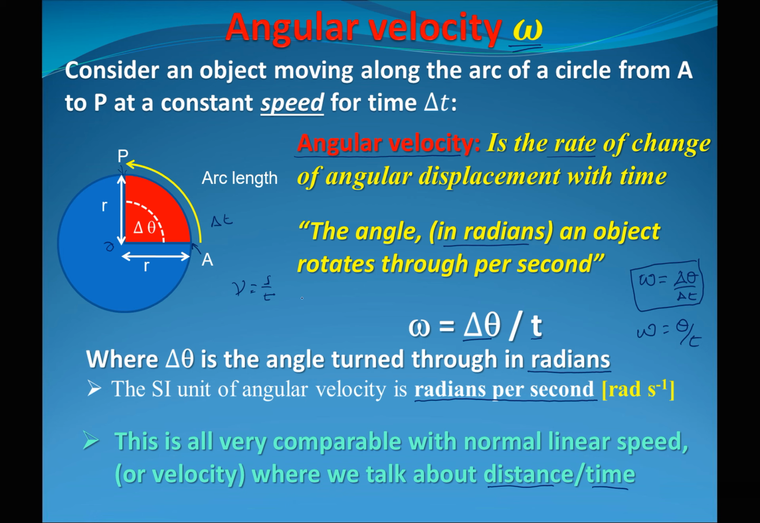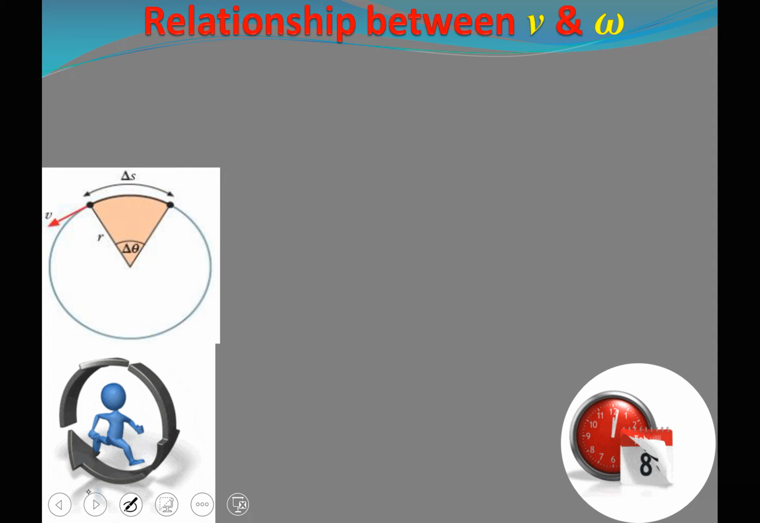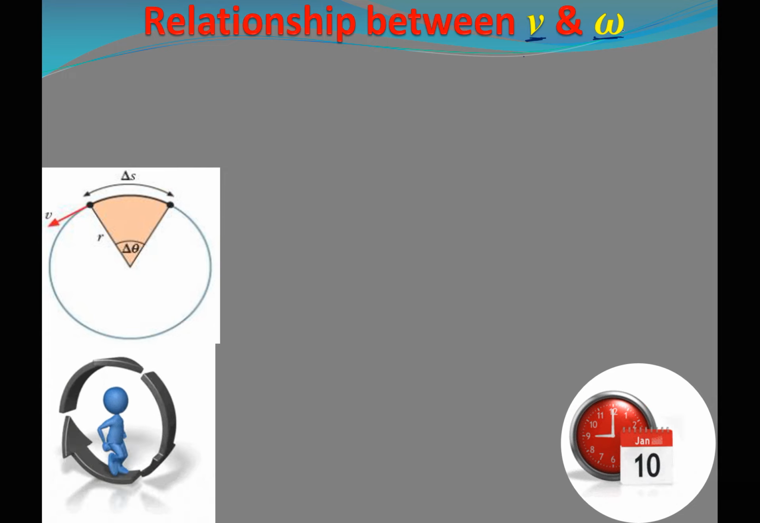So the question would be, what is the relationship between the curvilinear speed or the linear velocity and the angular velocity? Linear to angular. We should be able to link the two. So let's explore the relationship between the linear speed v. We shall use v for linear velocity and omega for the angular velocity.